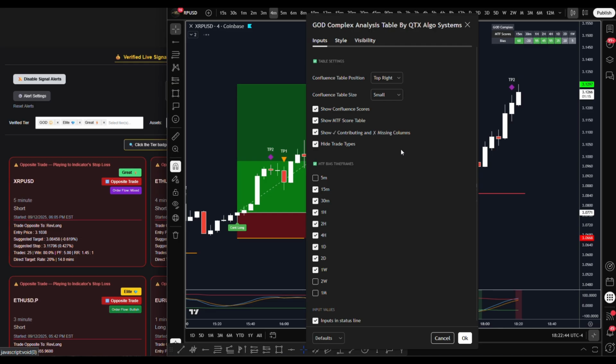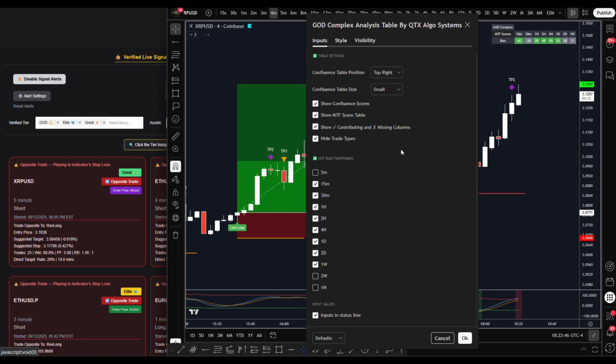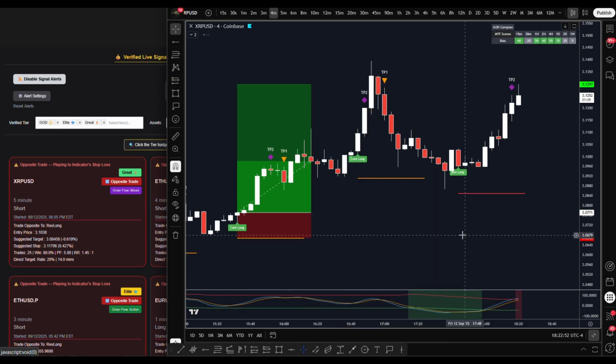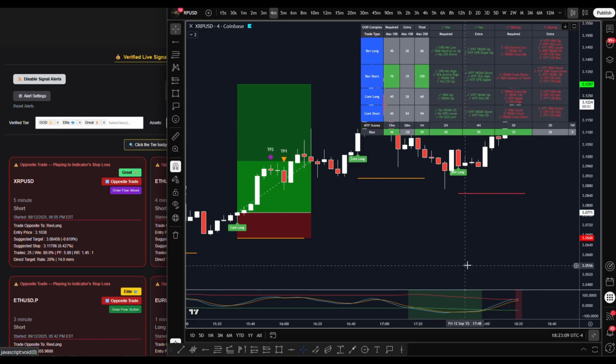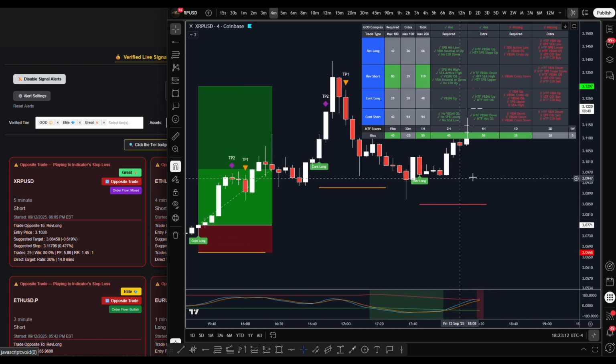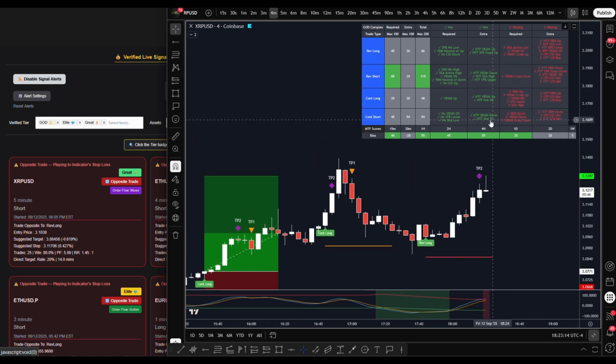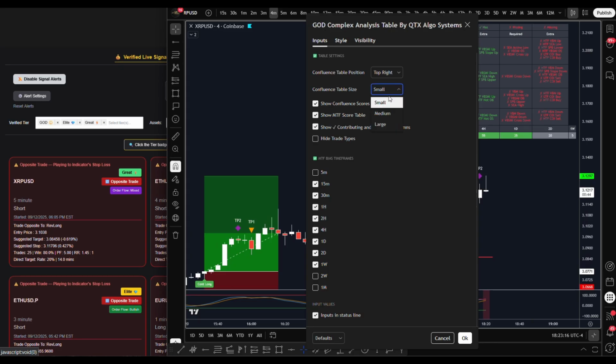It does do a lot more, but I think a lot of this is not going to be needed for most people. But if you really want to get deep into how the indicator works, when signals are going to fire, why they fire, and everything that goes into creating the signal, you can get the optional analysis table. So as you see here, we'll make it larger for this.